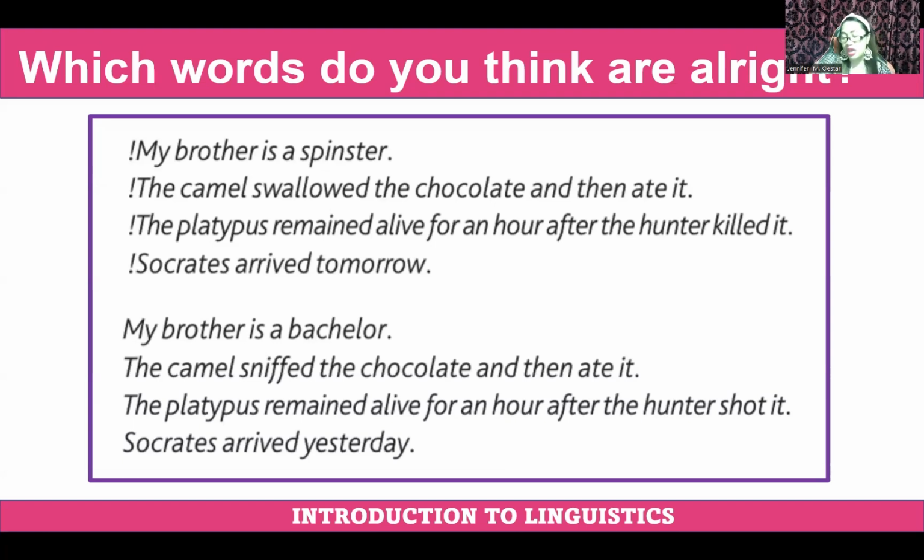That's the question first. And let us correct the following sentences. Of course, instead of saying that the brother is a spinster, the right word is, my brother is a bachelor. Another, the camel sniffed the chocolate and then ate it. Number 3, the platypus remained alive for an hour after the hunter shot it. And last, Socrates arrived yesterday. So if you find the correct words, semantically, the sentence would be acceptable.